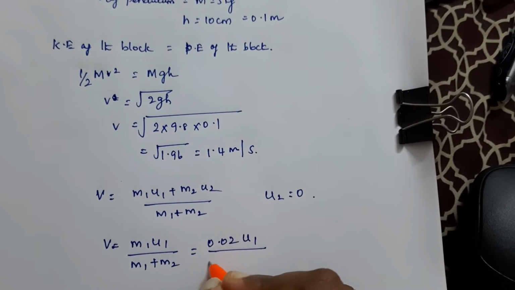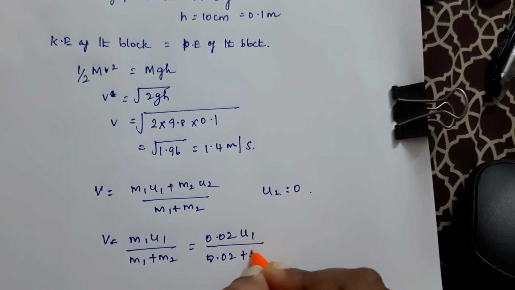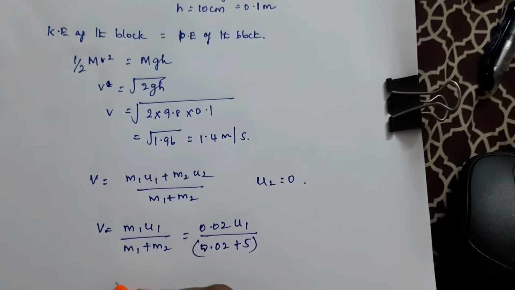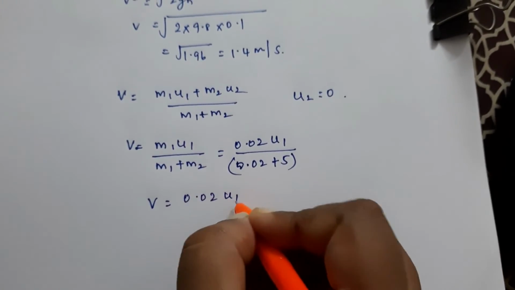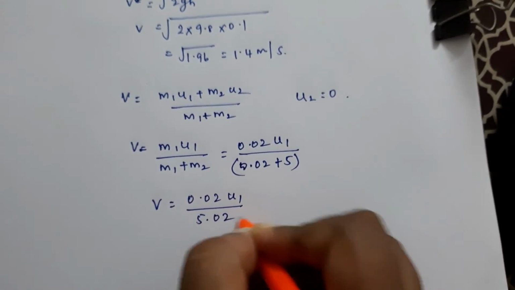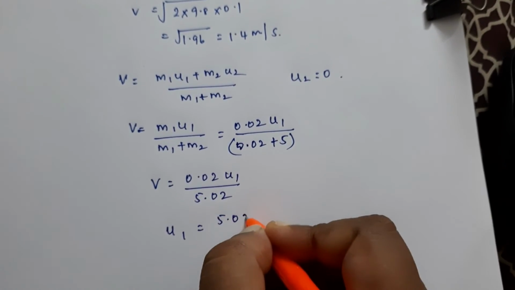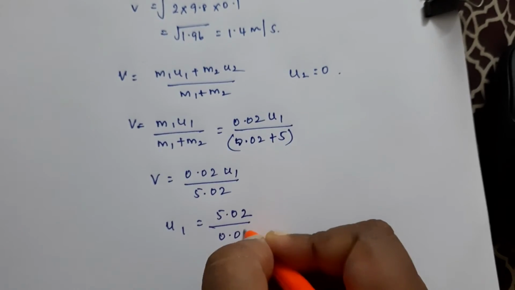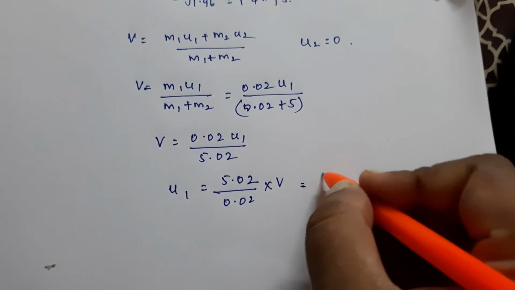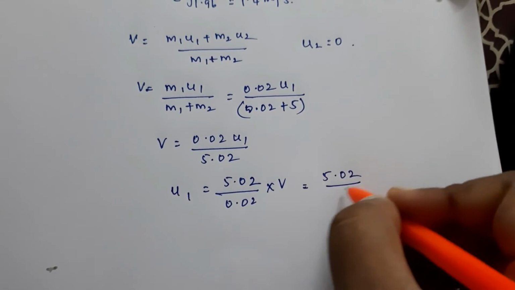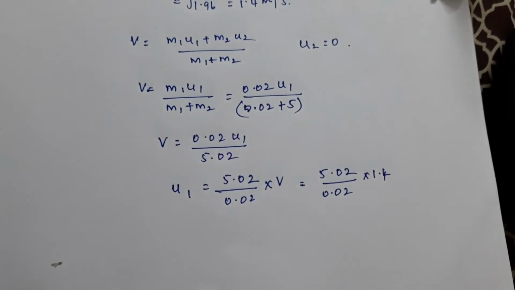So here it is. Bullet is 0.02. Pendulum is 5. So this is v is equal to 0.02 u1 by 5.02. So we have to calculate u1. u1 is equal to 5.02 by 0.02 into v. We know the value for v. If you substitute the value for v, 5.02 by 0.02 into 1.4.